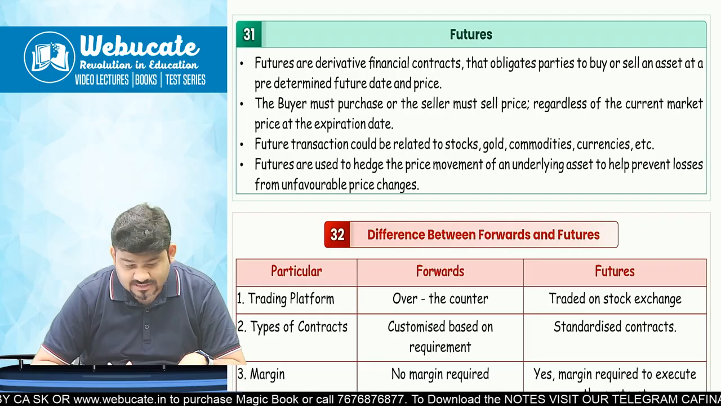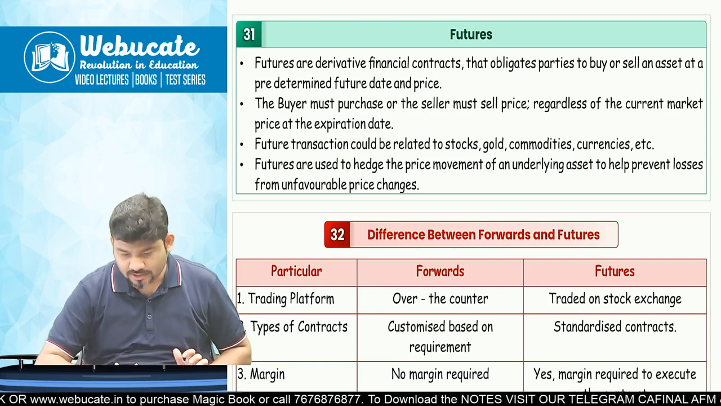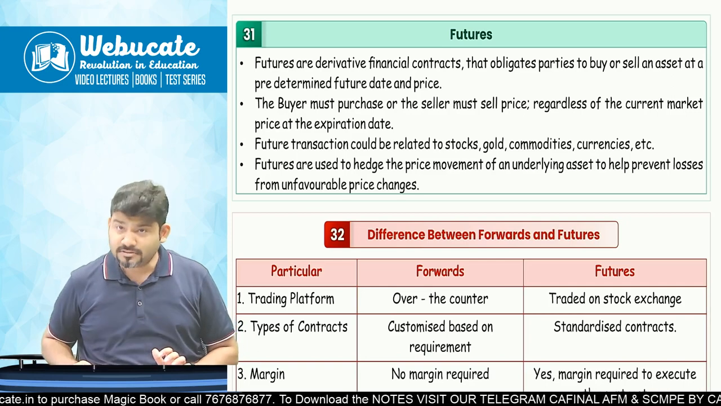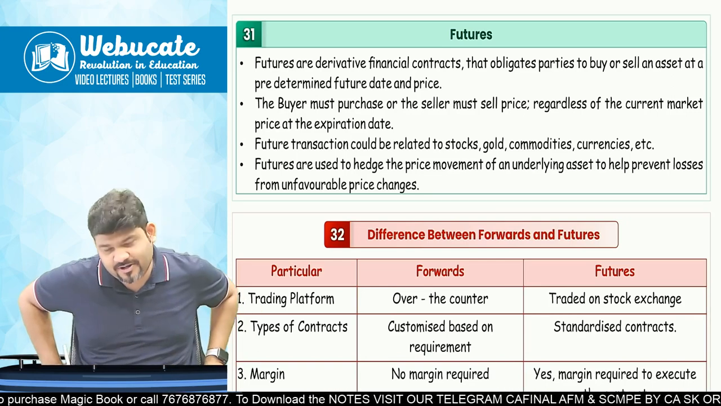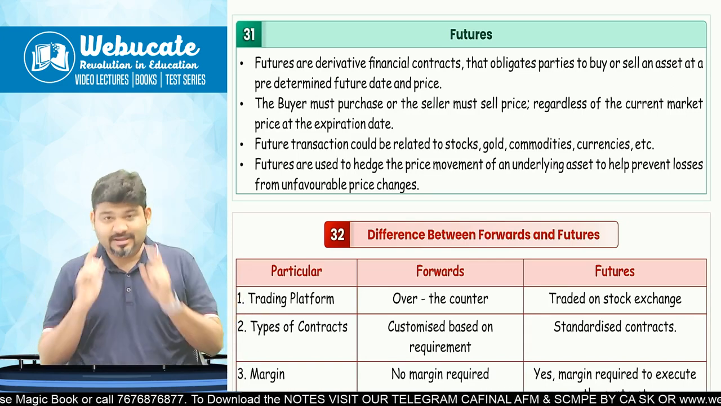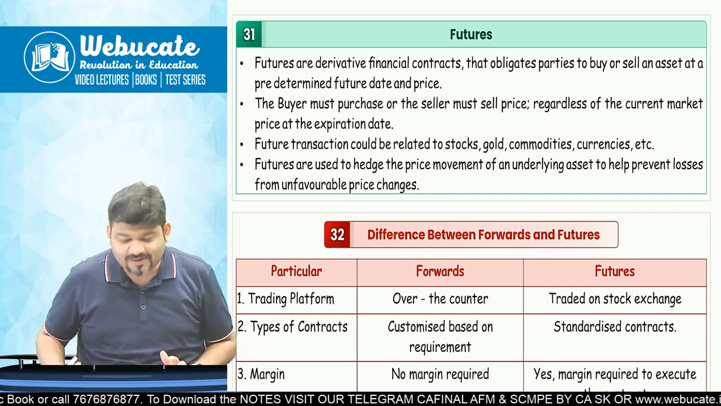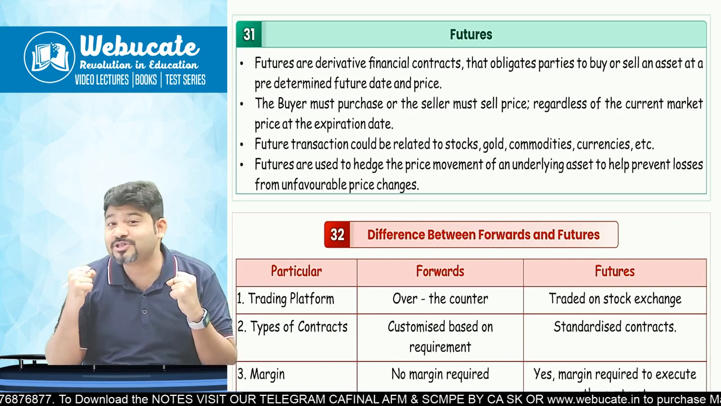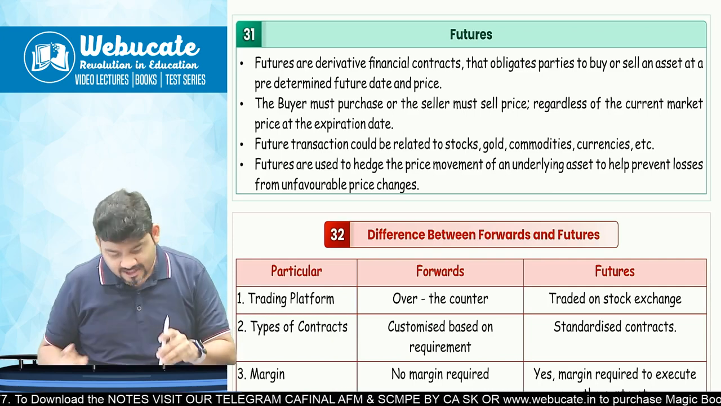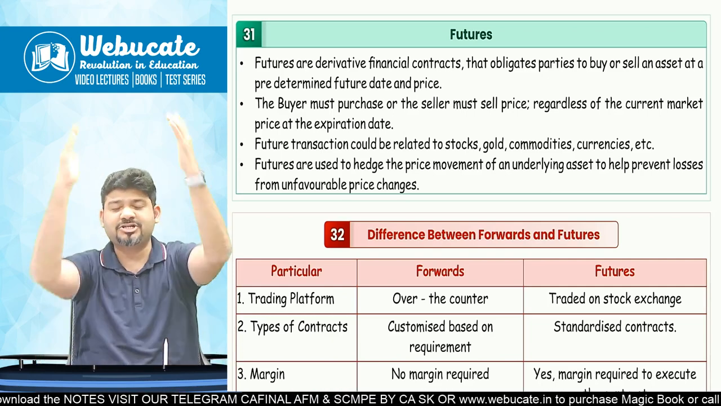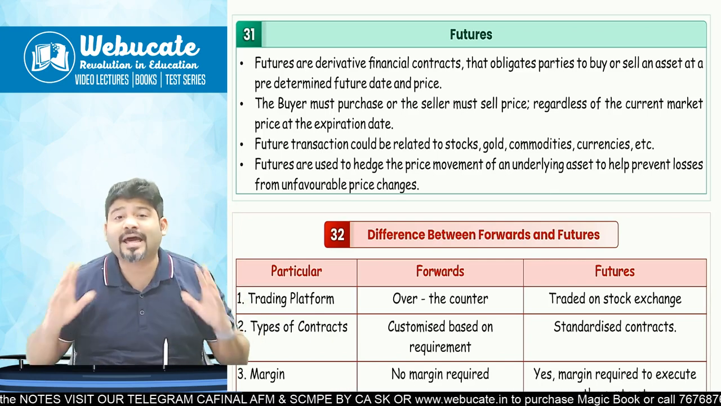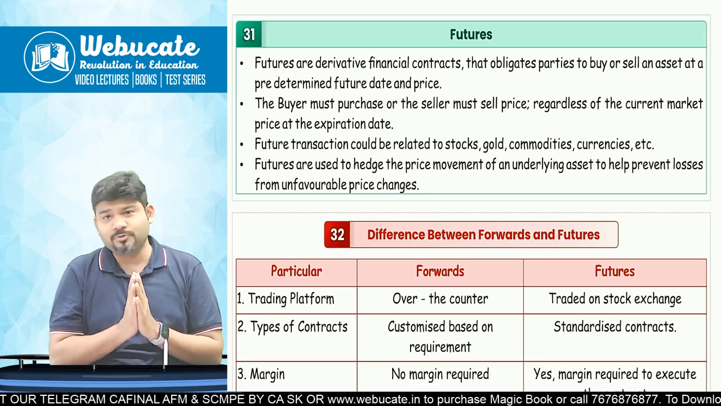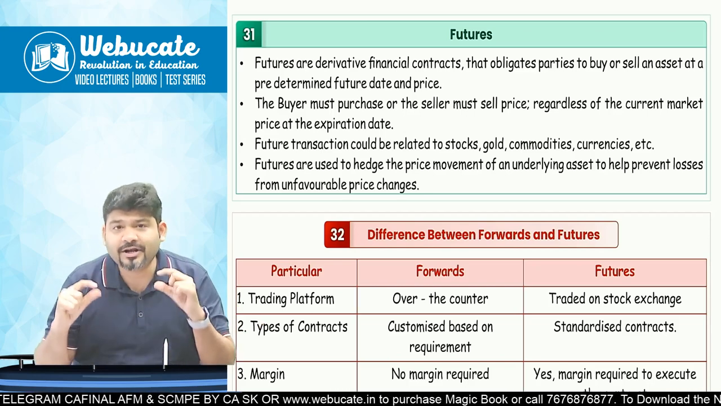Okay, futures is another derivative instrument which is used by the hedgers, by the speculators, everybody, whoever wants it. But now, in case of options, there was a sense of right and obligation. But in futures, it is not going to be the case. In futures, there is a compulsion that you have to square off the trade. Sir, what does that mean? I'll tell you. So in futures, again, you are going to do the same thing.